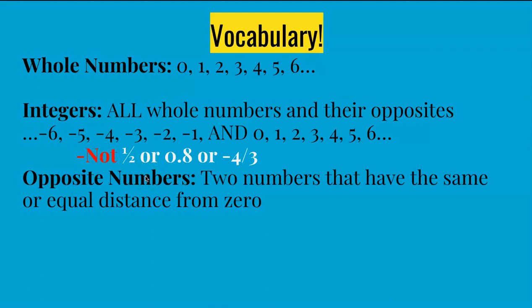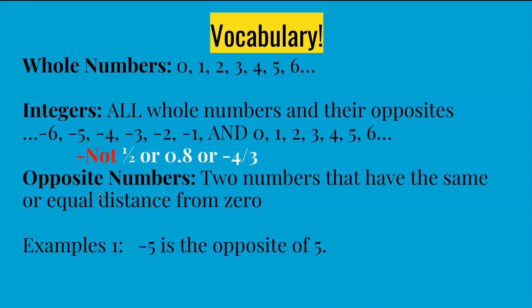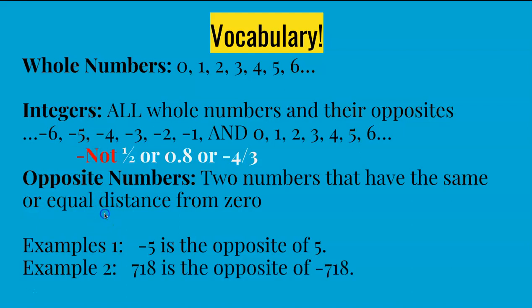Let's talk about opposite numbers. Opposite numbers are two numbers that have the same or equal distance from 0. Take a look at this next example. Example 1. Negative 5 is the opposite of 5 because they are both a distance of 5 away from 0. Example 2. 718 is the opposite of negative 718 because they are both a distance of 718 away from 0.